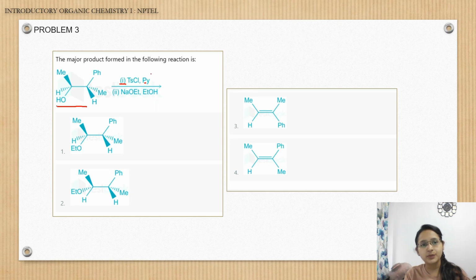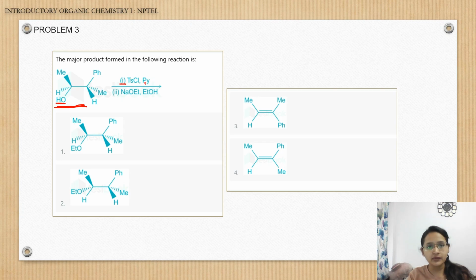Which proton will pyridine abstract in this reactant? Being a base, it will abstract an acidic proton, right? So which will be the acidic proton that is abstracted by pyridine? Any guesses? Anyone knows? Which is the acidic proton in this reactant? The proton which is connected to oxygen, that is this alcoholic proton, is the acidic proton in this medium.